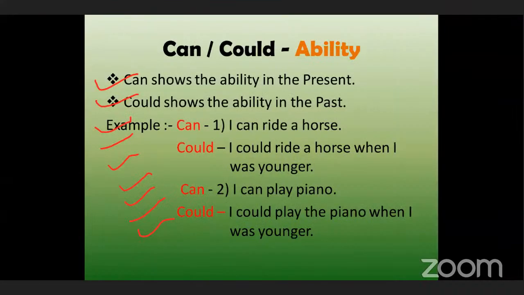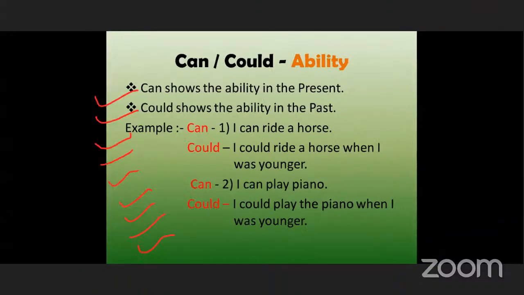The first modal auxiliaries we are going to learn are can and could. They function as ability. Let's learn each of the functions in detail. We use can and could to talk about a skill or ability. Can shows the ability in the present, and could shows the ability in the past. Could is the past tense of can. The two points to remember are that can shows the ability in the present, and could shows the ability in the past.